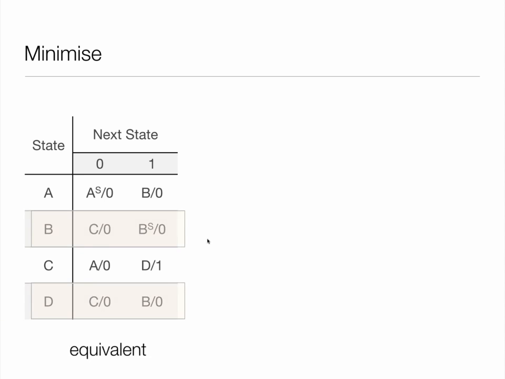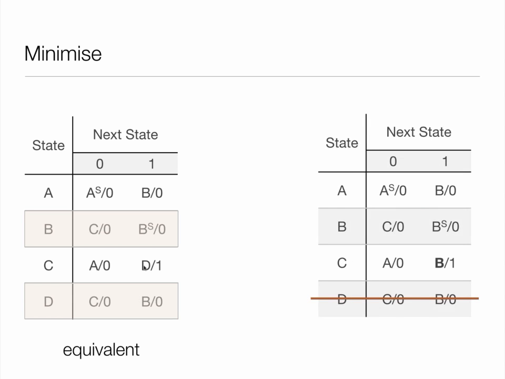Now there are actually 2 equivalent states. And what do I mean by that? Well, the next states are exactly the same. They're 2 C's and 2 B's, and critically, the outputs are the same as well. If you see that, you can get rid of one. And I'm going to get rid of D. And wherever I see a D, I replace it with its equivalent, which is B. So that D there became a B here, and we struck out D. And we're down to 3 states. All right, and that in this case is as far as you can go.